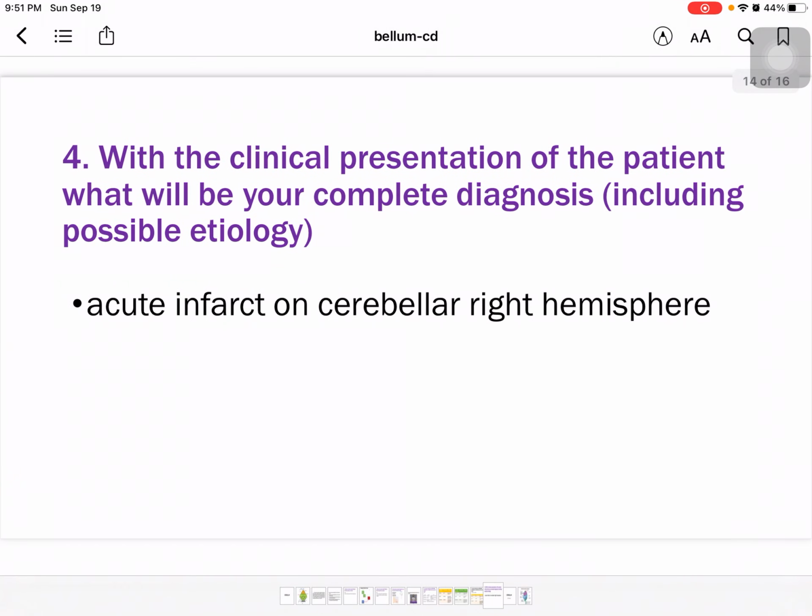So, with the clinical presentation of the patient, what will be your complete diagnosis, including the possible etiology? So, it's acute infarct on the cerebellar right hemisphere. It's acute kasi it was sudden. Acute infarct siya kasi infarctions occur more predominantly than that of hemorrhages. Tsaka yung hemorrhage signs and symptoms wala dun sa patient. And again, it's only the right hemisphere kasi right signs and symptoms lang yung minamanifest ng patient. At saka na-discuss naman natin yung double decussation niya.